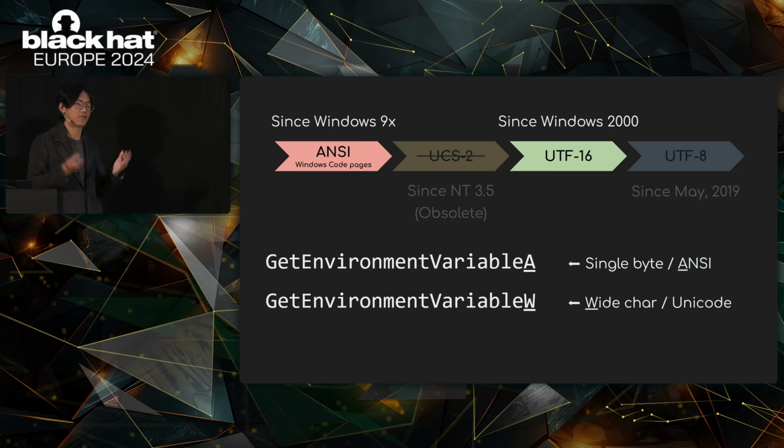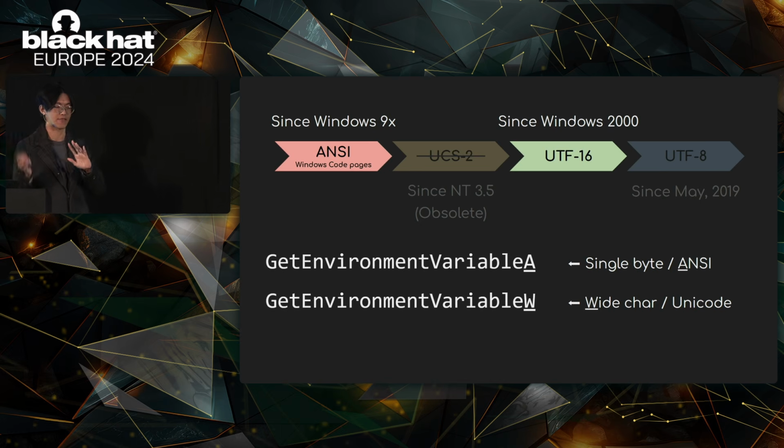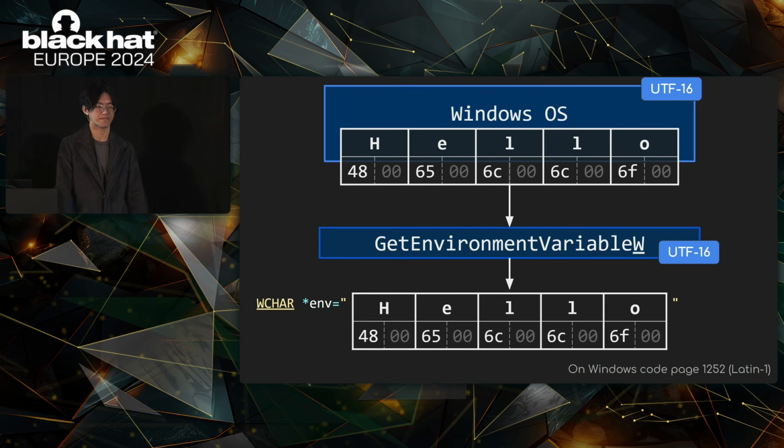But now you might have one question: how can one piece of data be in two totally different formats? One is ANSI, one is wide character. How does it work? Okay, now we are going to show you one simple example to let you know how this works.